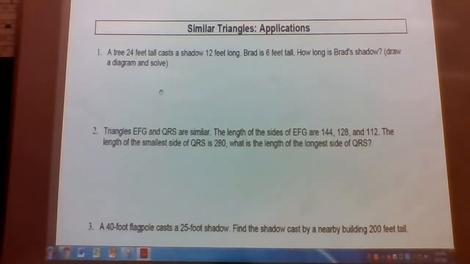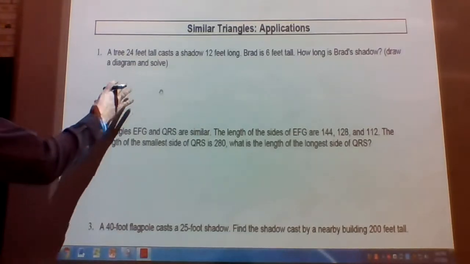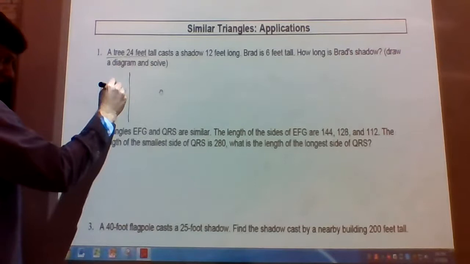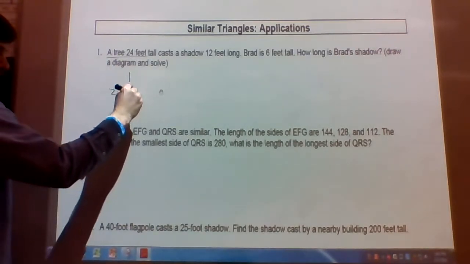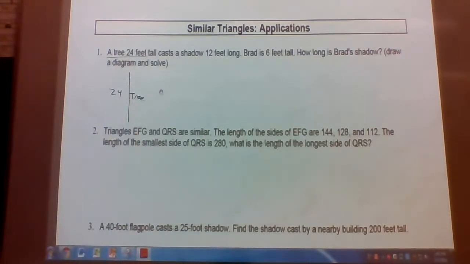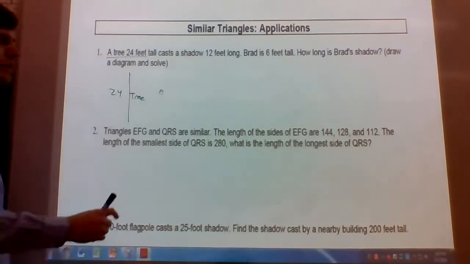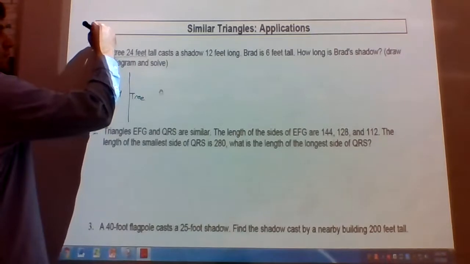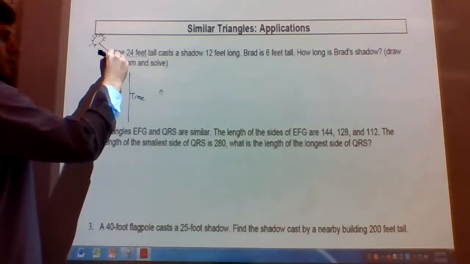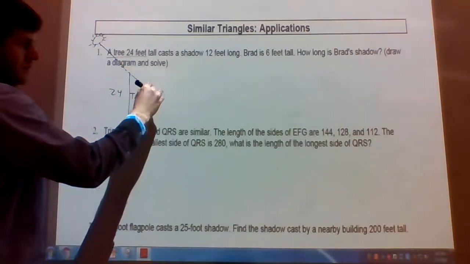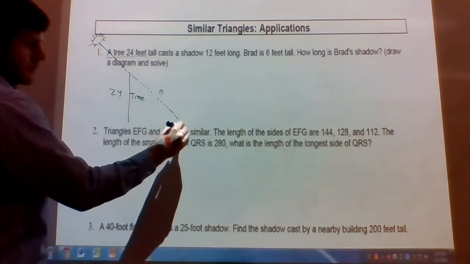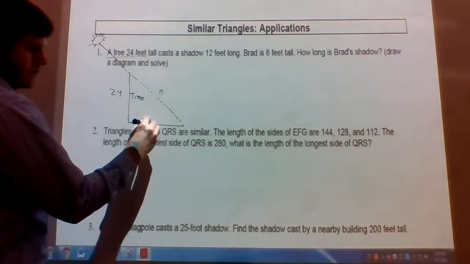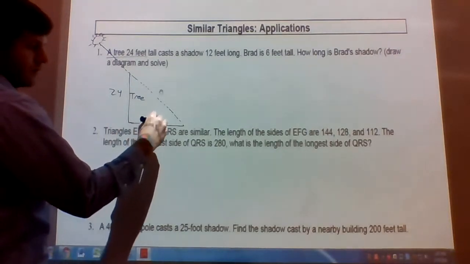So the first thing we want to do on these is draw the problem out. The first thing we have is a tree. It's 24 feet tall. Okay, so this is my tree, 24 feet tall. And it casts a shadow that is 12 feet long. So if we have a sun in the sky, okay, and here comes a light ray from the sun, it's going to hit the ground here. That means the tree's shadow is going to be this part along the ground, and it is 12 feet long.